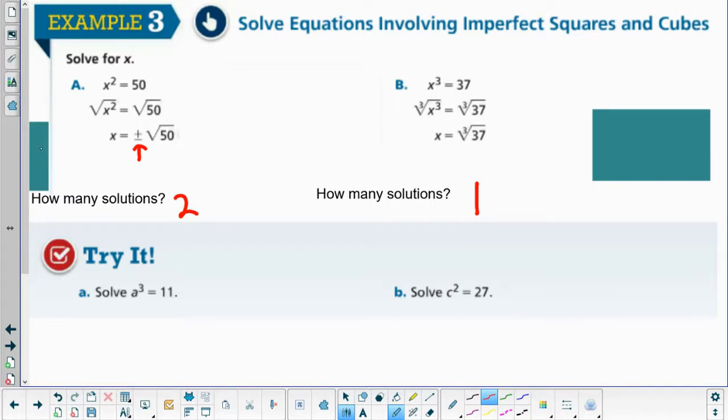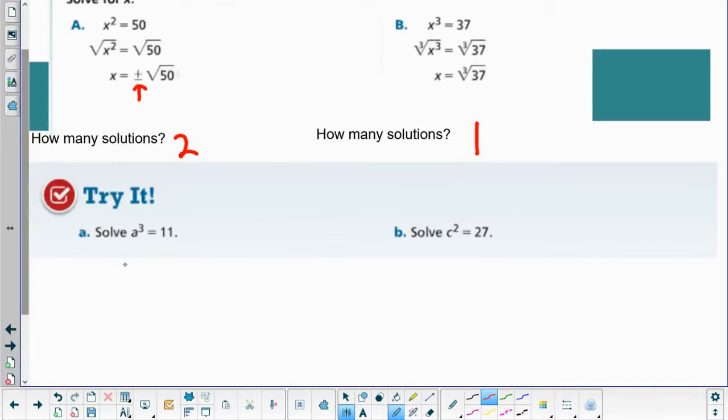Okay. So let me scroll down a little bit. If we take the cube root of both sides, so I say the cube root of a cubed equals the cube root of 11. I know my cube and cube root are going to cancel each other out, and I get a. This is not a perfect cube, so I'm going to leave it just how it is. So that is my answer.